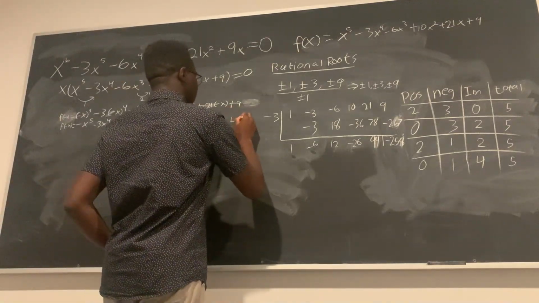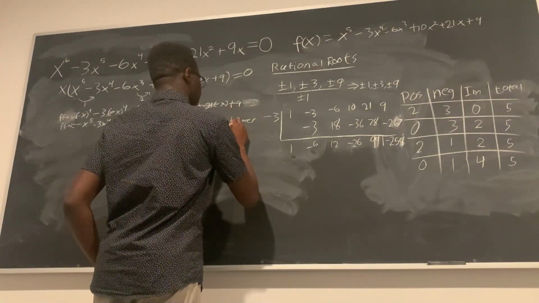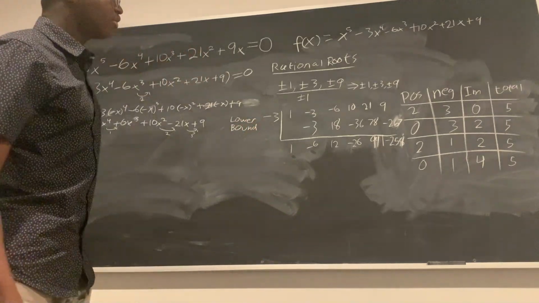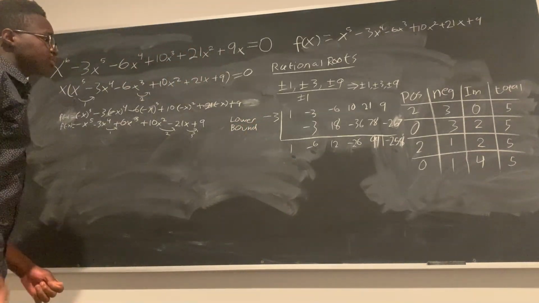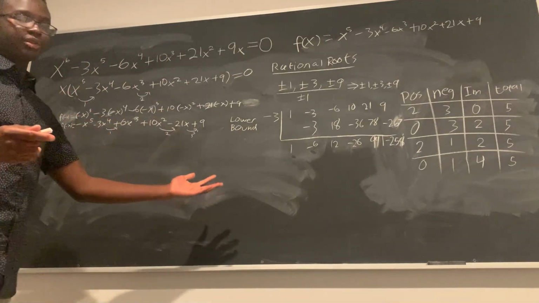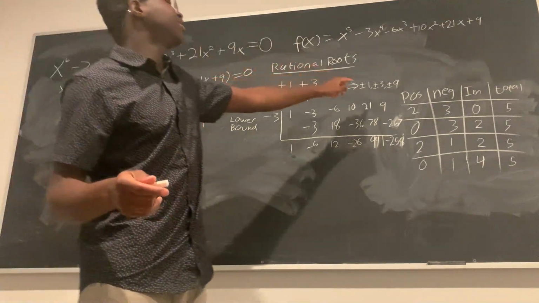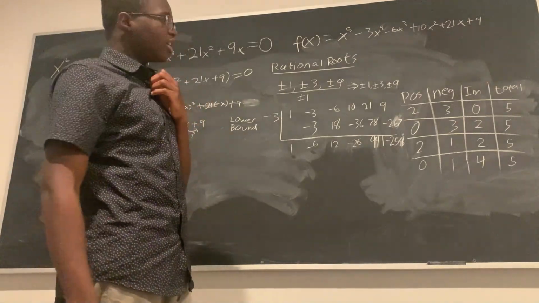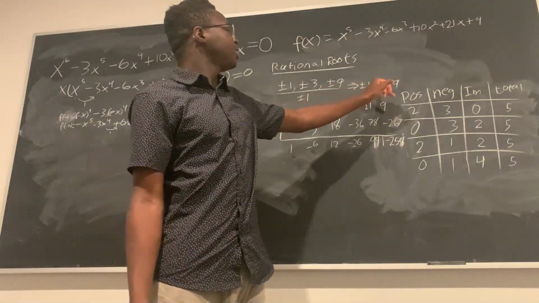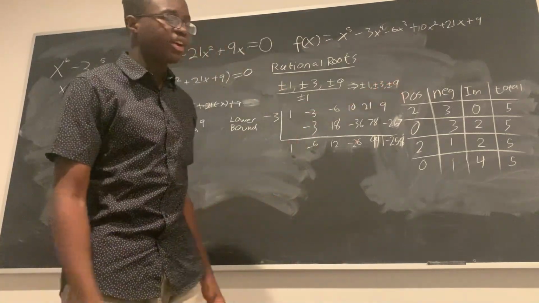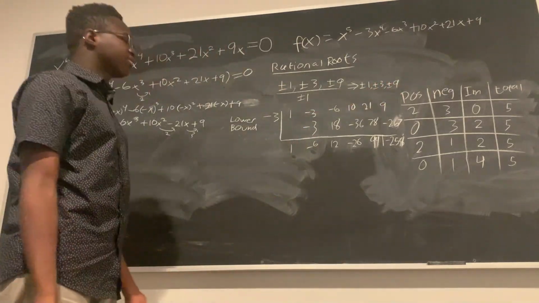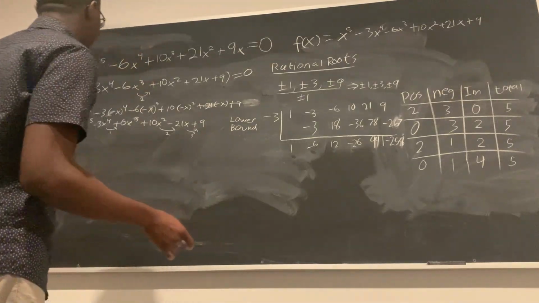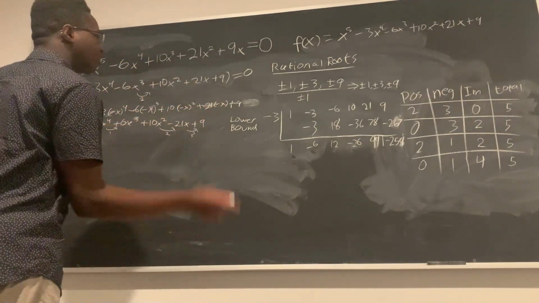And let me just write that down. Lower bound. And what that tells us is that when we have a lower bound, that means we should not try any zeros that have a lower value than negative 3. And what we can see is that means we can eliminate negative 9. So that means we don't even have to consider it at all. So what that does is it gives us fewer things to work with.